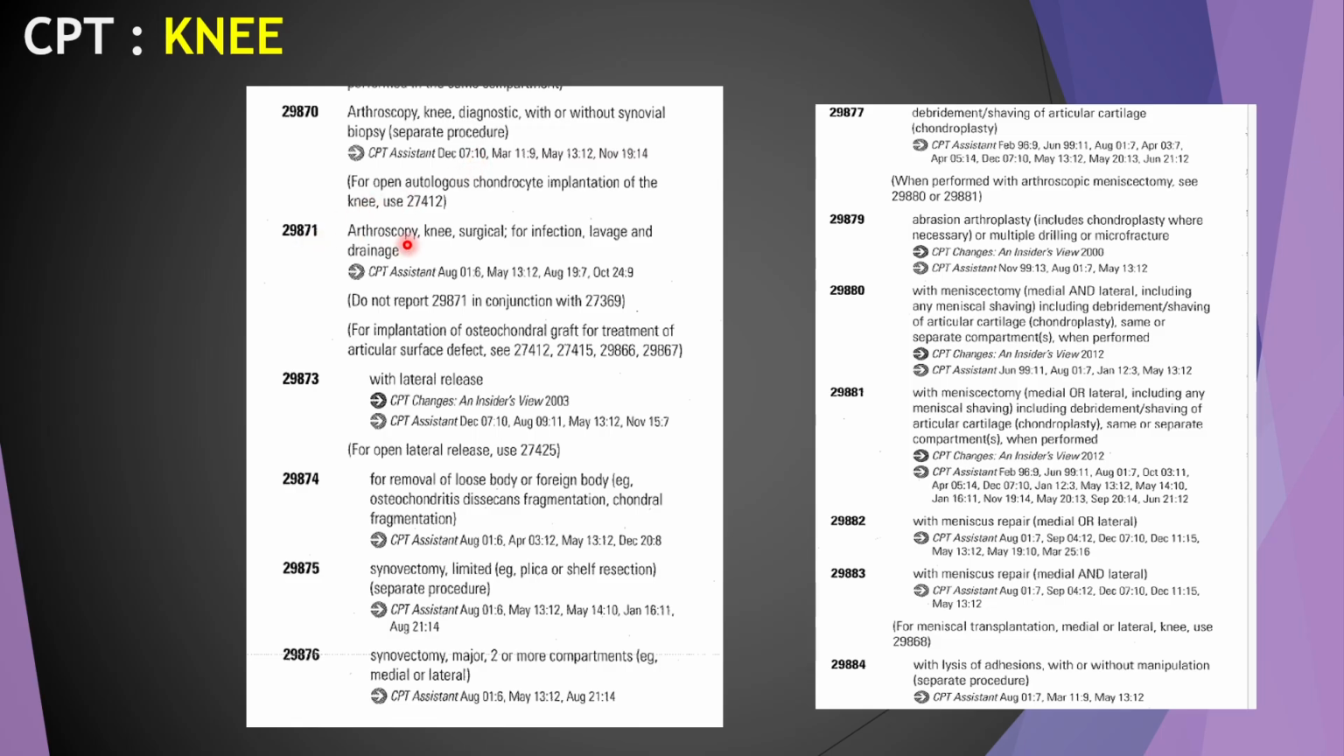29871. Okay, 29871, what does it say? Arthroscopy of the knee, surgical, for infection, lavage and drainage. This is not a commonly used primary knee arthroscopic code in the standard CPT, so it is a non-primary procedure. We can say that 29870 is diagnostic and this one is surgical. For any infection in the knee, he will do the arthroscopy.